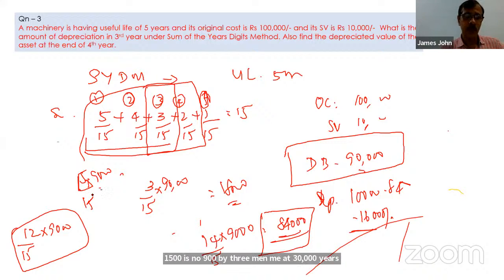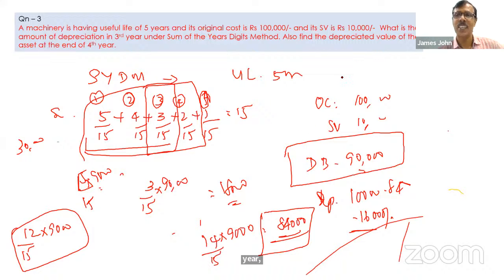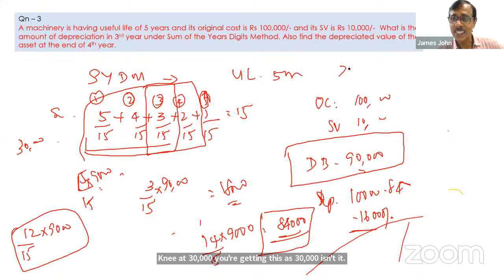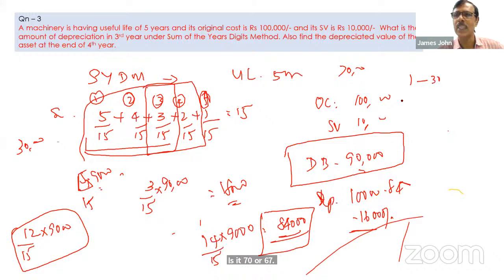30,000. You are getting this as 30,000, isn't it? So first year depreciation is 30,000. So what is the book value at the end of first year? 70,000. Is it 70 or 60? It is 70, because from 1 lakh you have to minus 30,000.